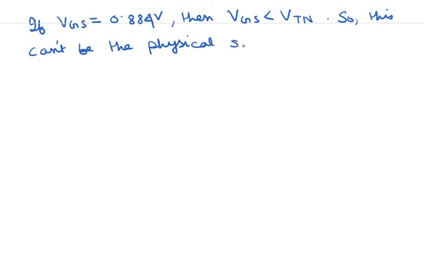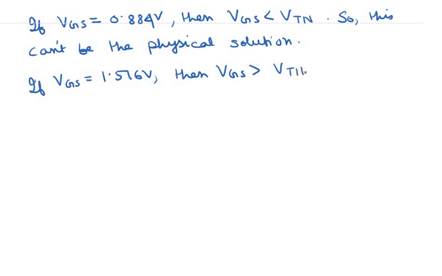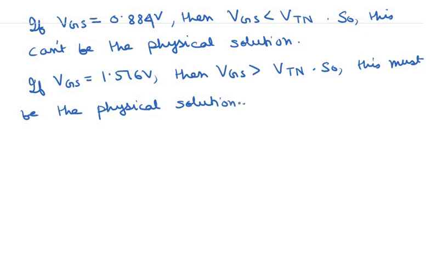So this cannot be the physical solution, because it is already stated that a current of 50 microampere is flowing through the MOSFET. Now if VGS equals 1.516 volts, then VGS is greater than VTN, so the MOSFET is operating in the saturation regime. So this must be the physical solution. So we have found out the value of VGS.